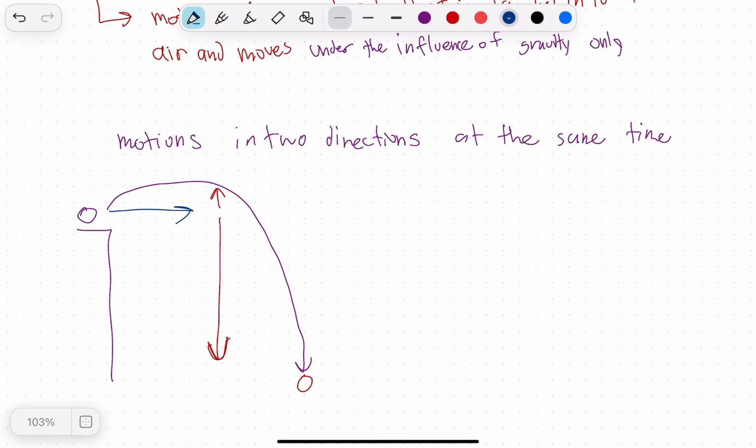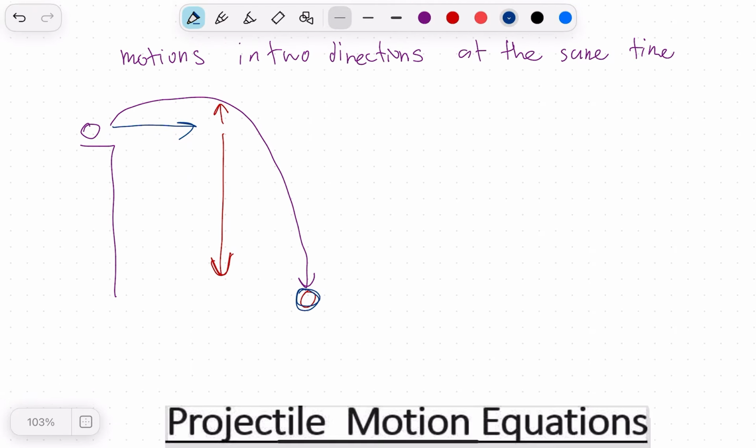Gravity only acts downwards, so the object is moving forward at a constant, steady speed, while also accelerating downwards. And that's why it creates this curved path, and eventually it leads to the ground.